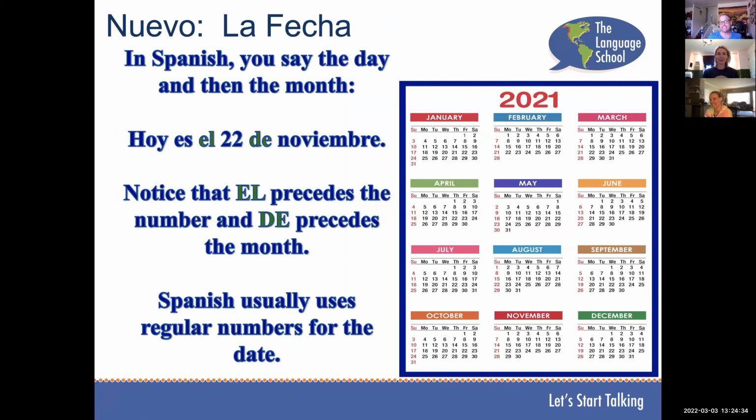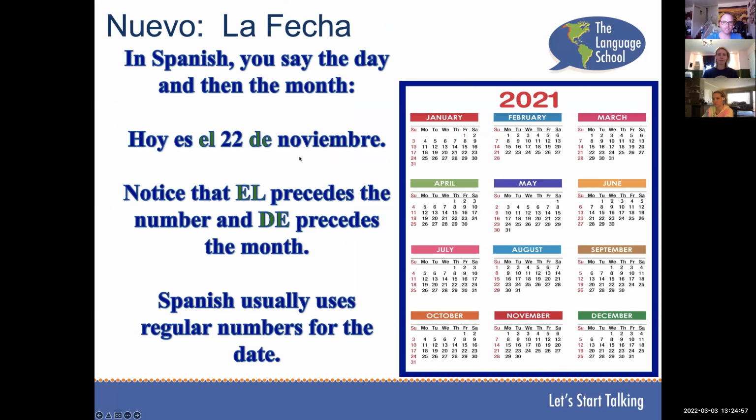All right, when we say the date, like everything, it's backwards. So, you know, we would say today is November 22nd. In Spanish, you would say the 22nd of November, right? So, hoy es el 22 de noviembre. Notice that the word el comes before 22, and the word de comes before the month, right?